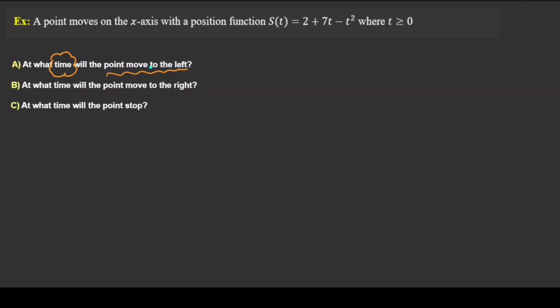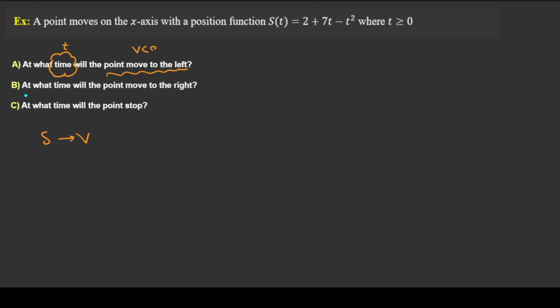At what time will the point move to the left? At what t does the point move to the left? It means when v is less than 0. First of all, we have s, we are just going to find the velocity, and then set the velocity less than 0, find t, that's it.